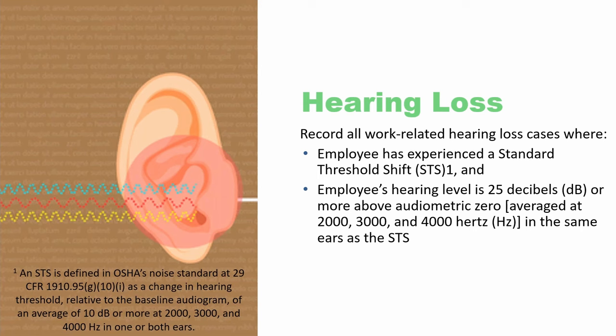Here is when you need to record a hearing loss case on your OSHA 300 log. A recordable hearing loss case occurs when an employee experiences a standard threshold shift, that standard threshold shift is considered work-related, and the employee's hearing loss exceeds 25 decibels from the audiometric zero in the same ear as that standard threshold shift. For hearing loss cases, you want to make sure that you check hearing loss under column M on your OSHA 300 log. If a physician or other licensed healthcare professional determines that the hearing loss is not work-related or has not been significantly aggravated by occupational noise exposure, employers are not required to record that case.